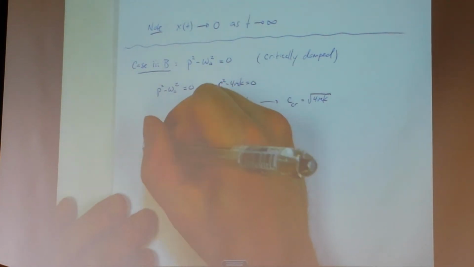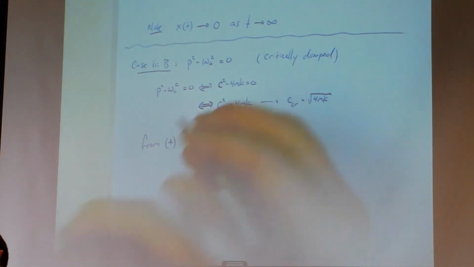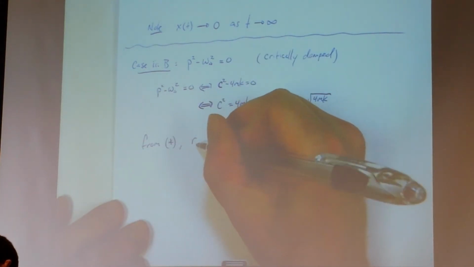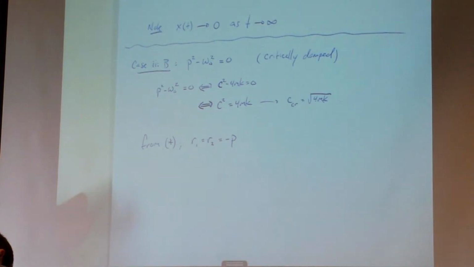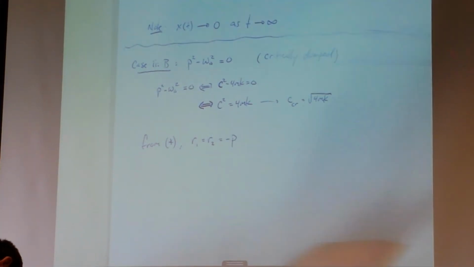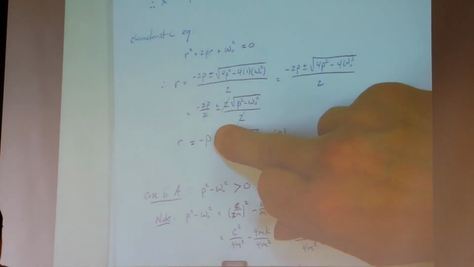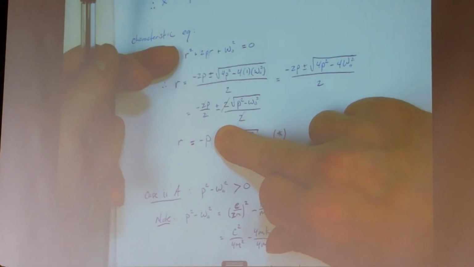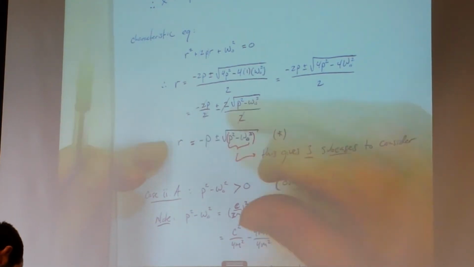So from equation star, the characteristic equation, we just get r1 equals r2 equals negative p. If this drops out to 0, we get negative p. And since it's a solution to a quadratic, it's a repeated solution. It has multiplicity 2.